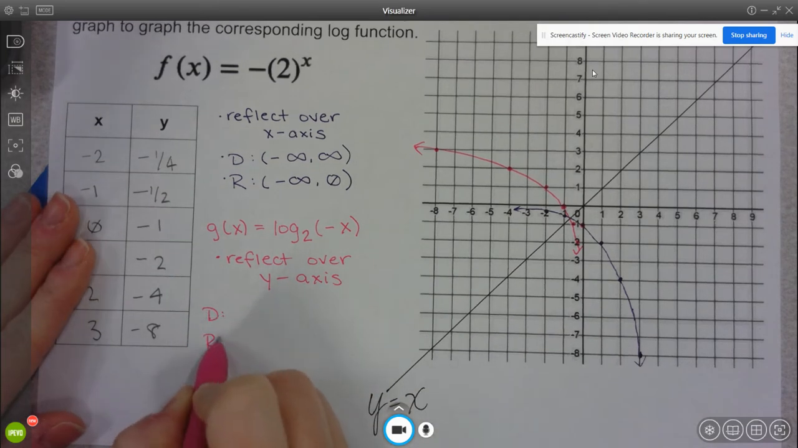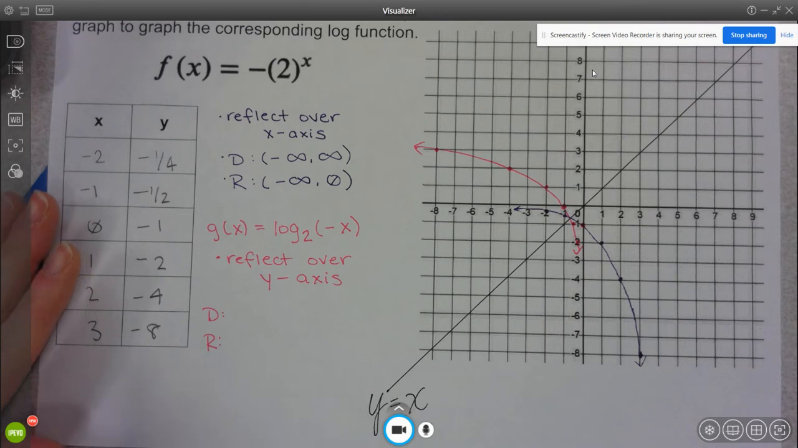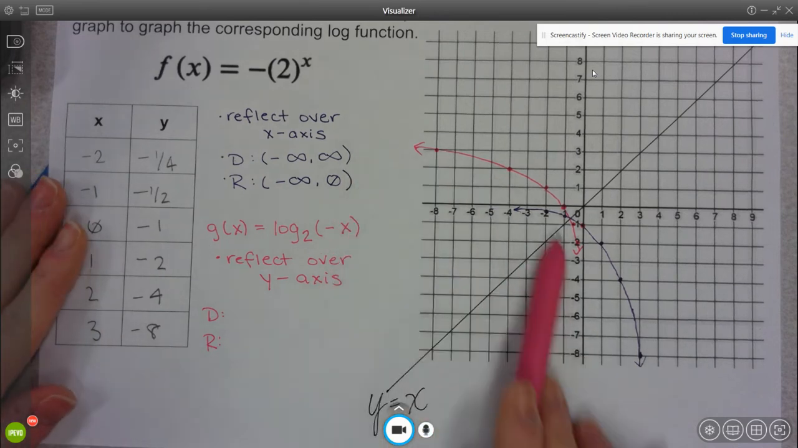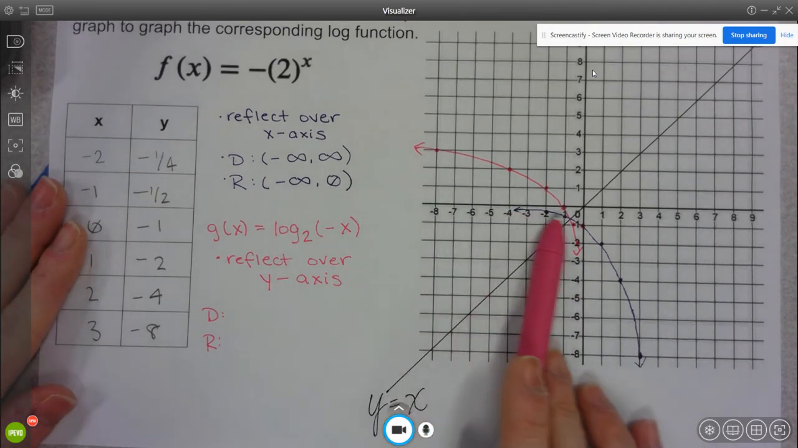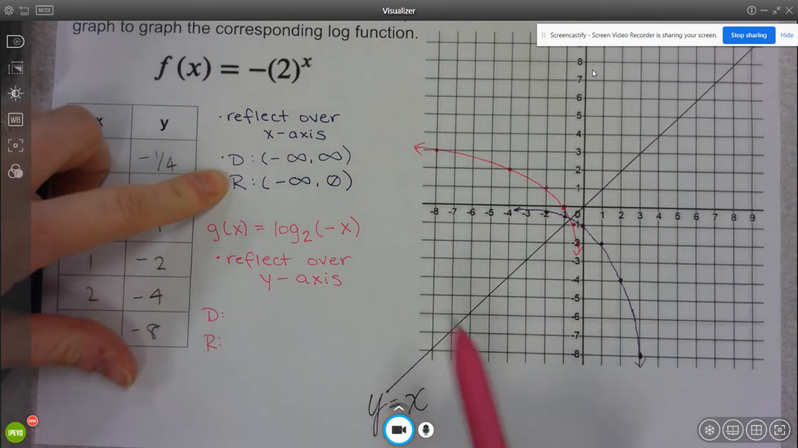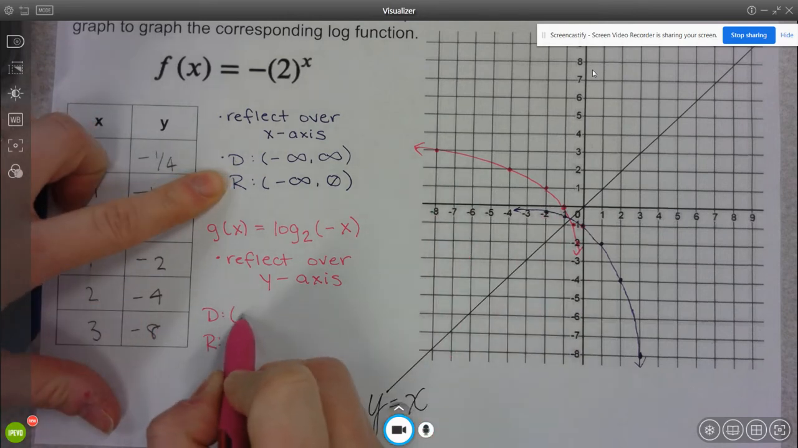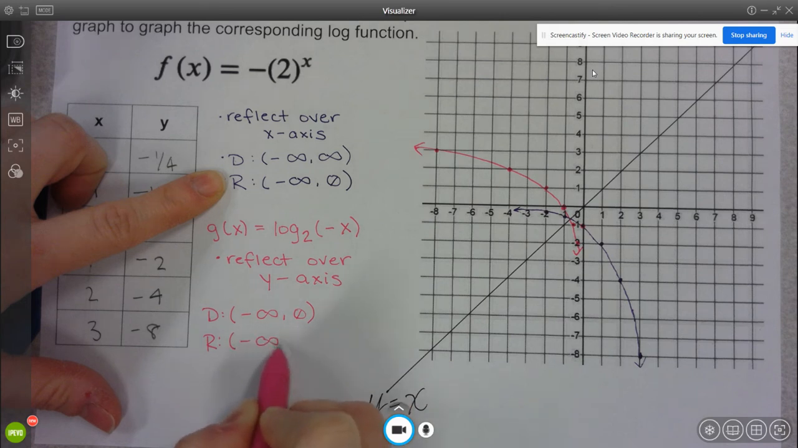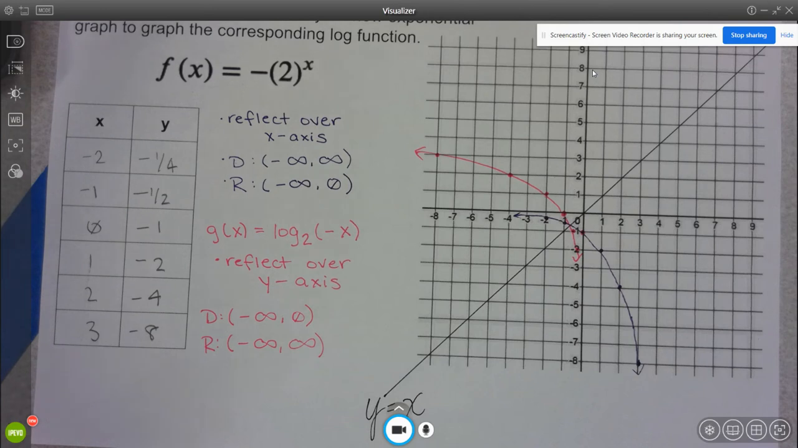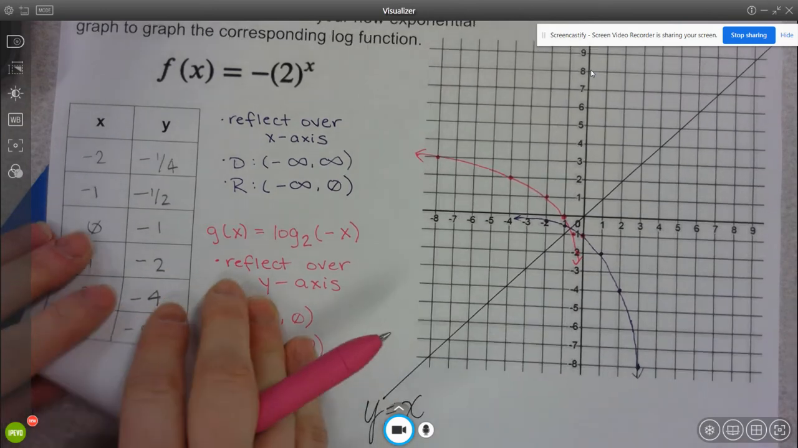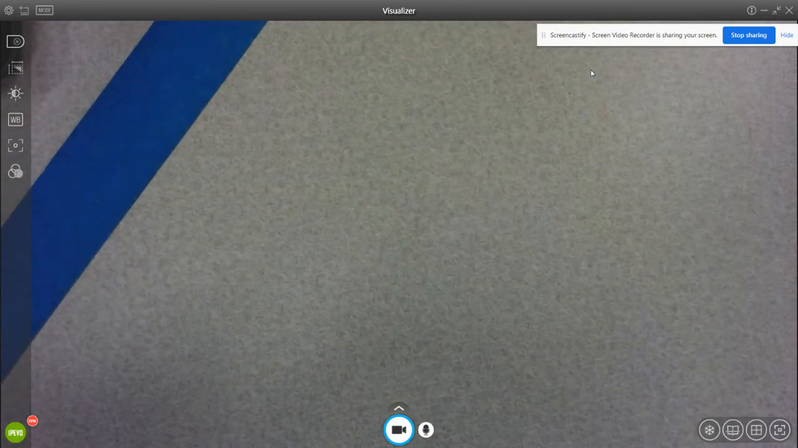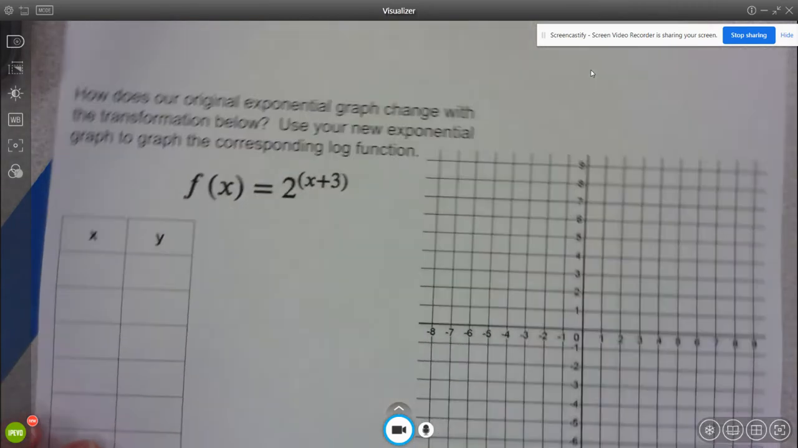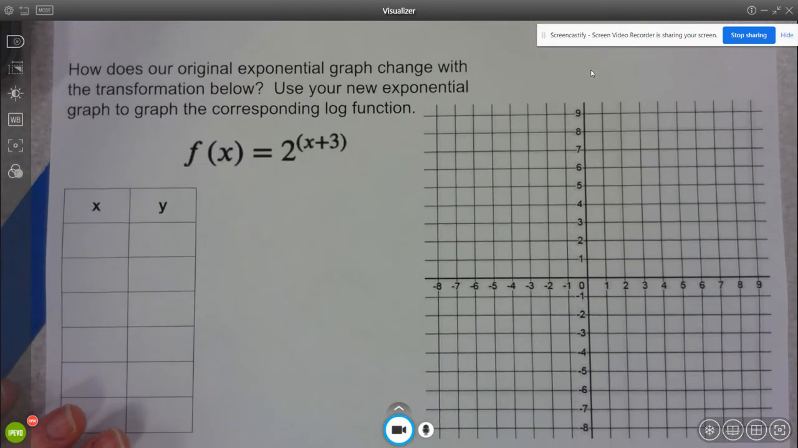So talking about domain and range, looking here at my pink function, it's all of my negative values up to 0, which is exactly what the range was from my exponential. And remember, if these are inverses, these are flip-flopped. All right, so there's one. Let's go on to this one.